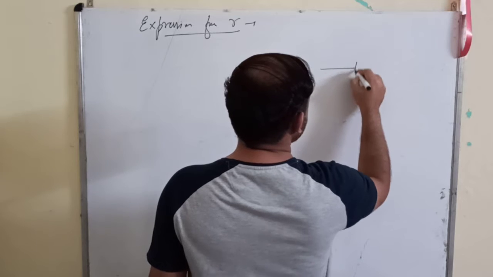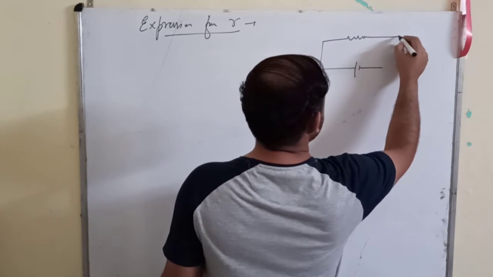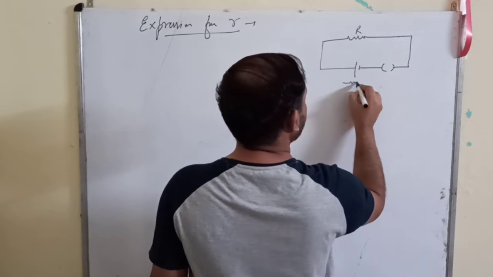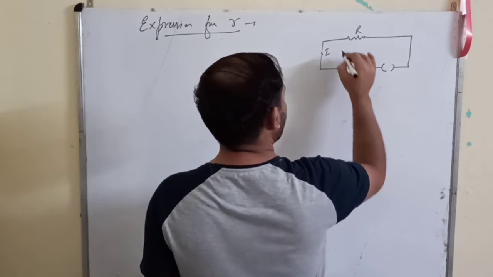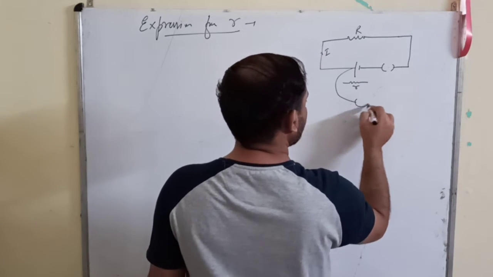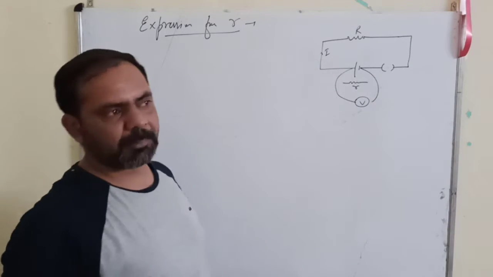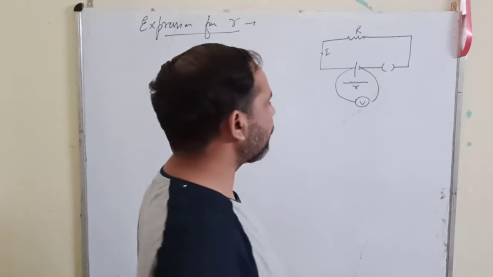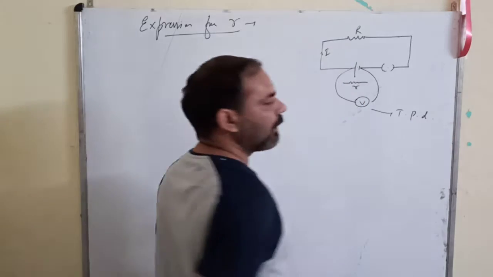Now, how will internal resistance work? Suppose you have an external resistance R, then a key, and the internal resistance is small r, and the key is closed. Suppose a current I is passing through this. Now if you measure the potential difference across the terminals of the cell, what value will you get? You will get the terminal potential difference.